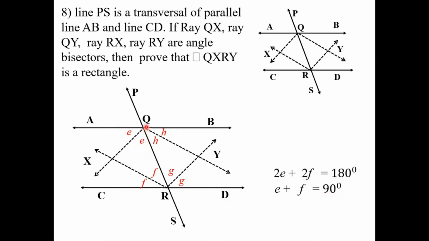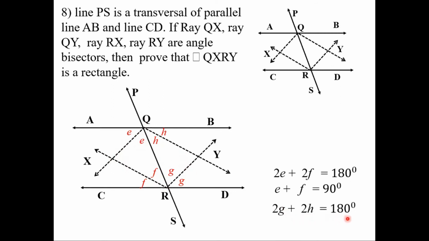Means if I'm going to talk about the triangle QXR, angle E plus angle F is equal to 90 degrees. We also have one property that the sum of the angles in a triangle is 180 degrees. So we are going to consider this triangle QXR. Naturally E plus F is 90, and the third remaining angle must automatically be 90. Same concept we are using over here.